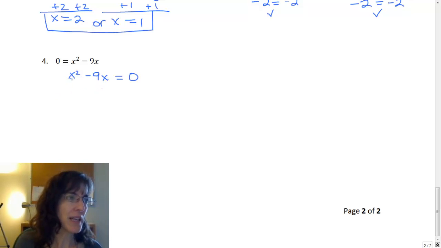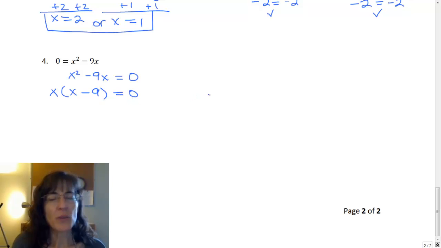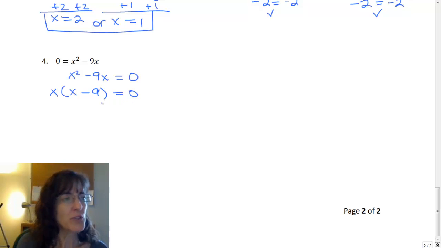And I see that I have an x on this term and an x on this term at a minimum, so I can factor out a common x. And when I factor out the x, I'm left with x minus 9, and then that's set equal to 0. Now I don't have any squareds left on my problem, so I think I've factored it all the way.